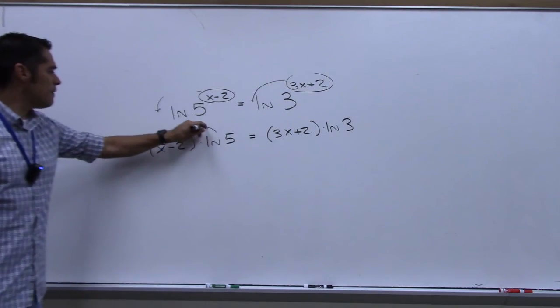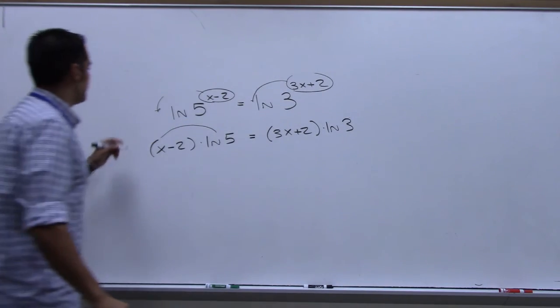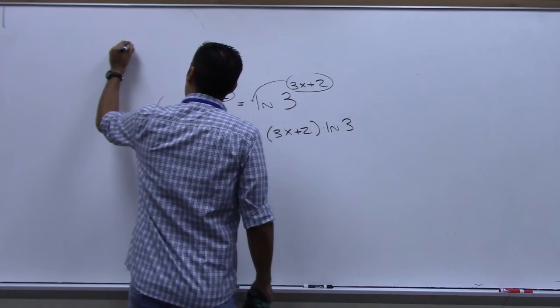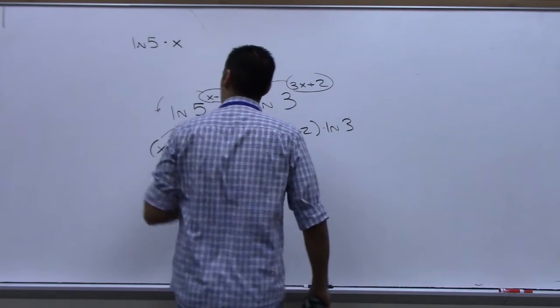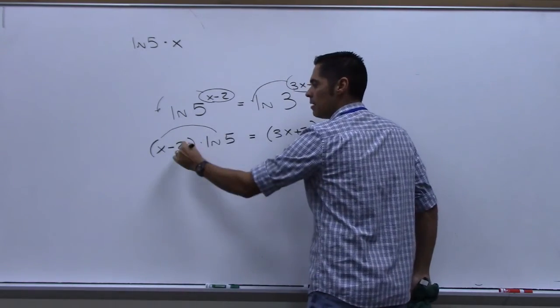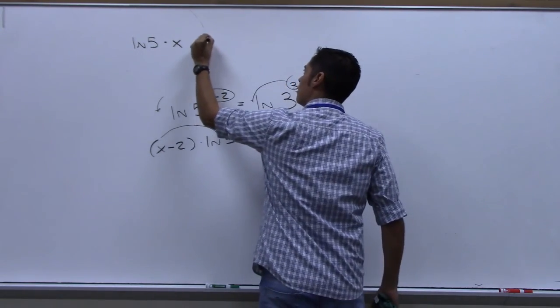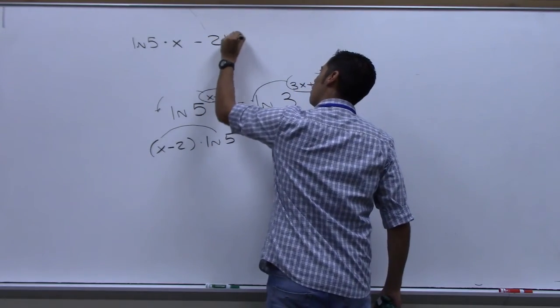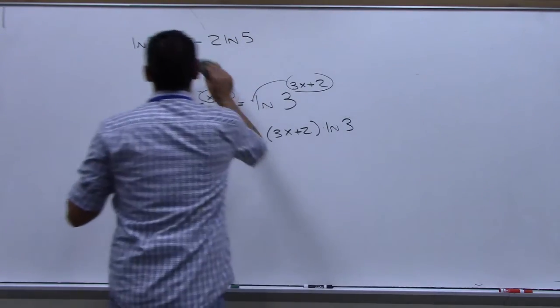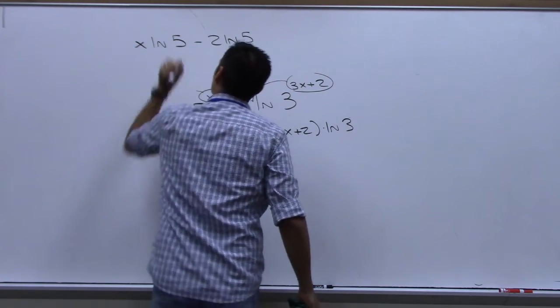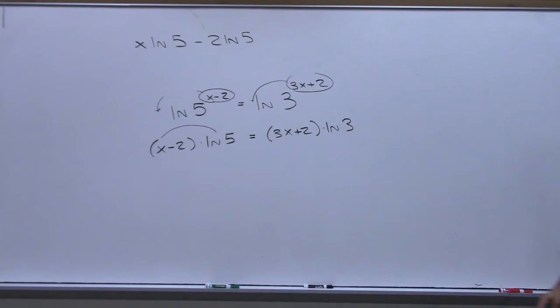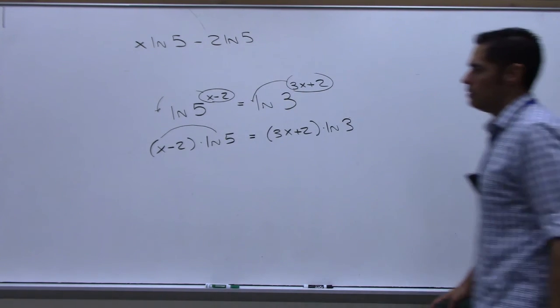When the natural log of 5 comes through, I'm going to write it like this. How about natural log of 5 times x? Because that's what that is, right? And then minus 2 natural log 5. You know what? I think I'm going to put this x in front of the natural log 5 instead. That's why you write in pencil.